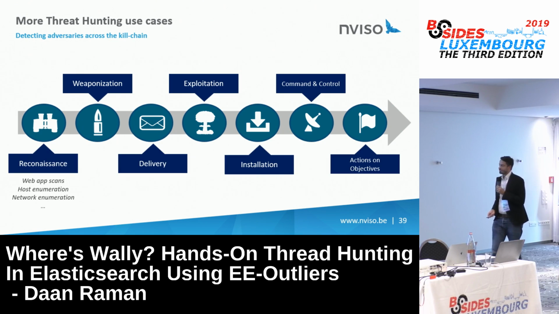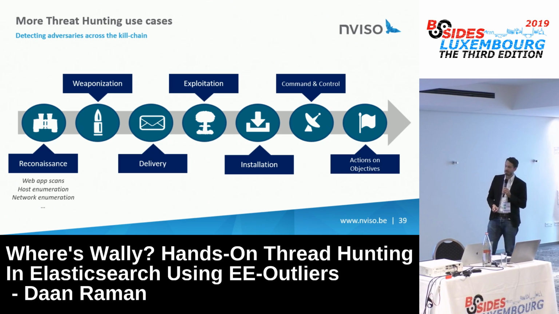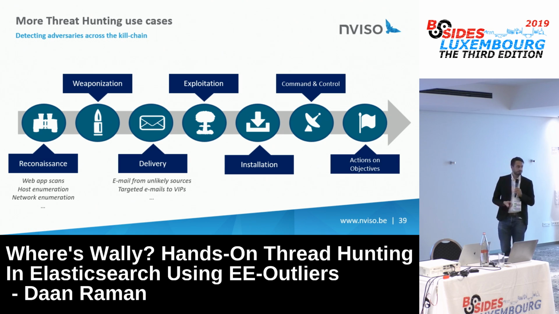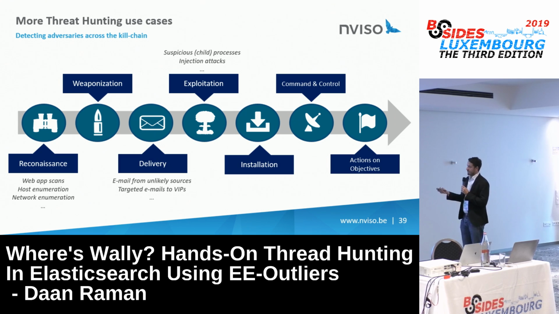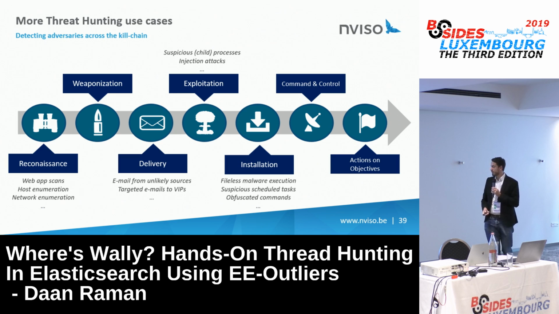So wrapping up, and now I show a few more examples where we were successful at customers to find bad stuff. Reconnaissance, so scan behavior, host enumeration, there's not so much you can do, but still. In the delivery part, so emails from unlikely sources, you can build that type of model. And a delivery targeting VIPs, so if statistically one group of users suddenly get the same message subject, something we want to look into. Exploitation, the suspicious child processes, that's something we covered in the examples. Injection attacks, also something we looked at.